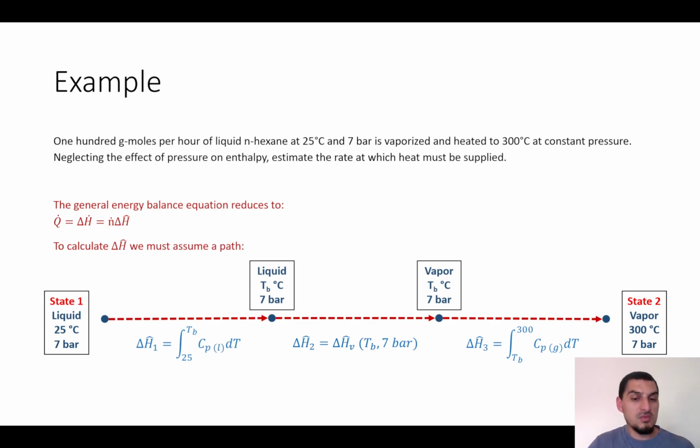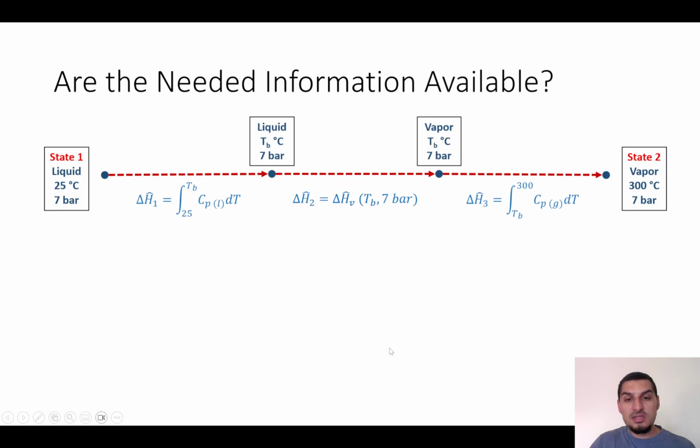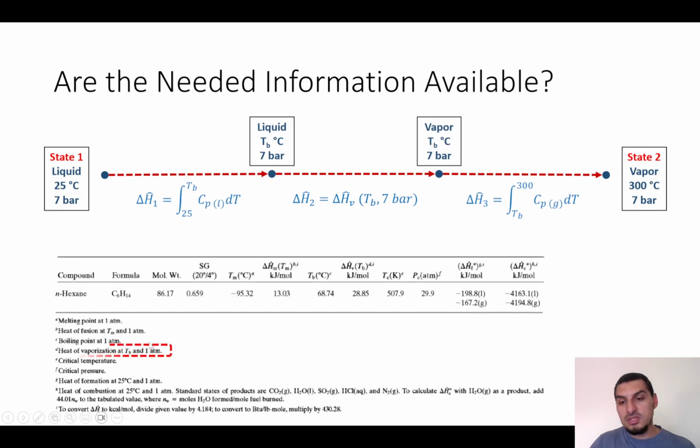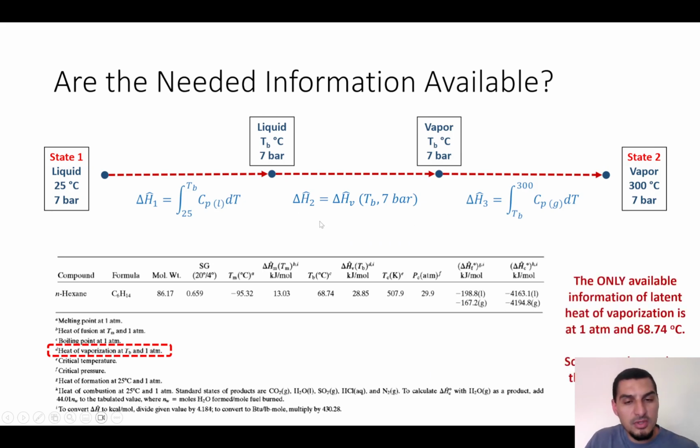The second thing, which is the most important, is: do we know the latent heat of vaporization at the boiling temperature at 7 bars or not? To answer this question, we need to revisit what we said before, that this latent heat of vaporization is the heat of vaporization at the boiling temperature and 1 atmosphere. So this is not something that we know. This is going to be the bottleneck, which will make us adjust the whole hypothetical path accordingly.